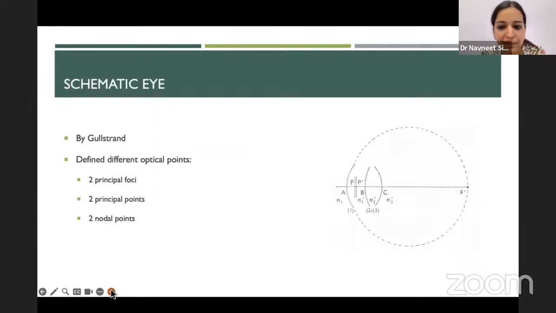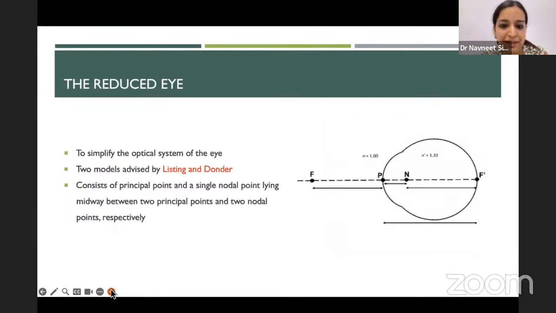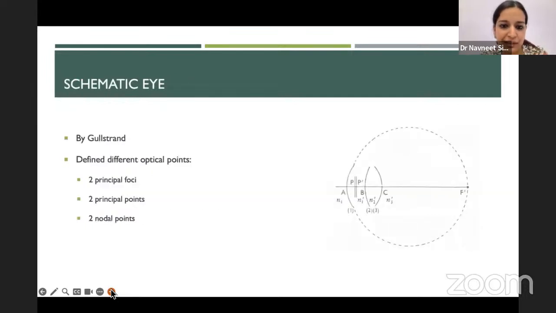So next we'll be discussing the schematic eye. The schematic eye was basically an optical representation of the various important points in the eye. This was first given by Gullstrand. He defined various points in the eye: two principal foci, two principal points, and two nodal points as per the physiology of the incoming light rays. But because so many optical points were defined by Gullstrand, understanding of this eye was slightly on the difficult side.